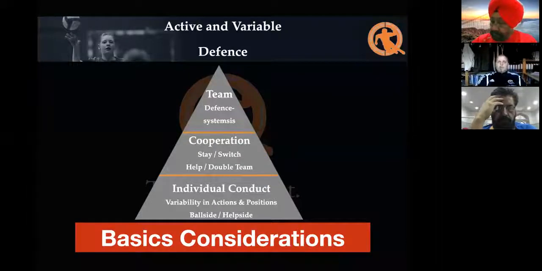So that's why we have this picture of the pyramid, and it's very strongly needed to always think back that if you want to change something in your team, you can only do that depending on the individual quality from your player side. Then you can change something.